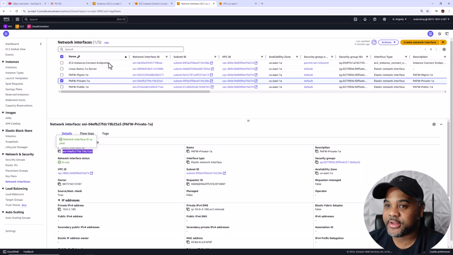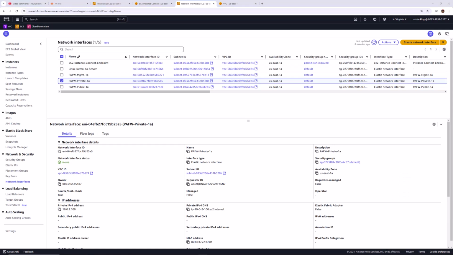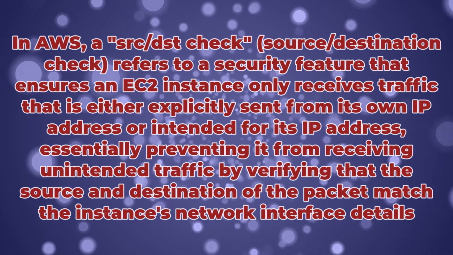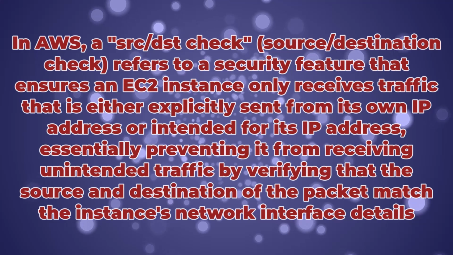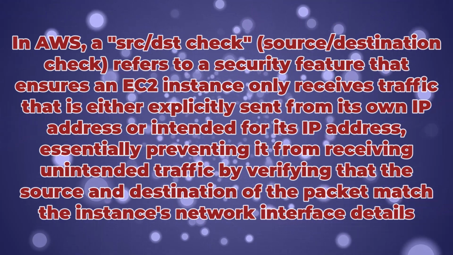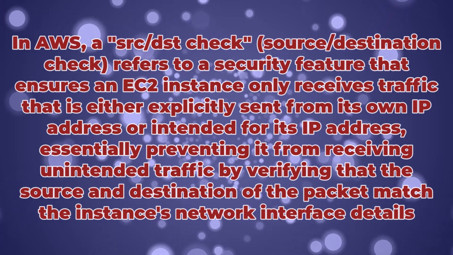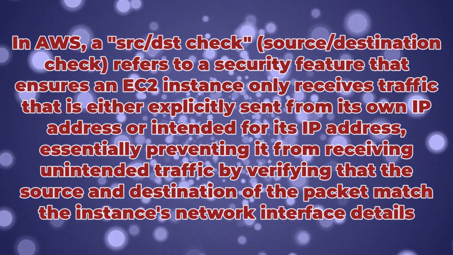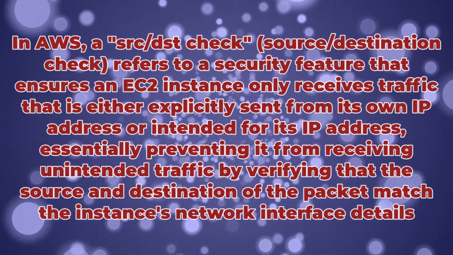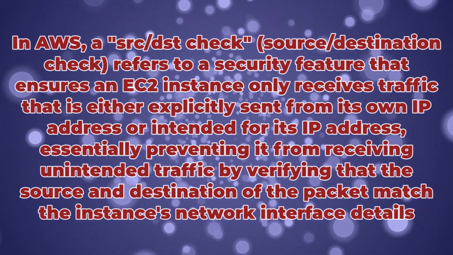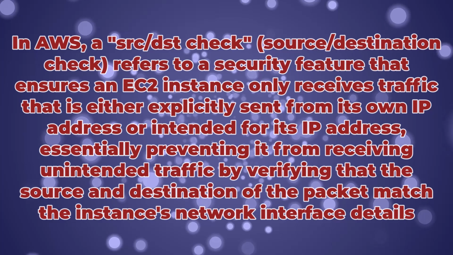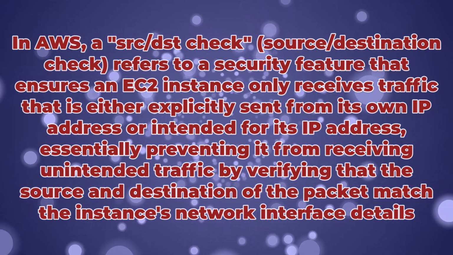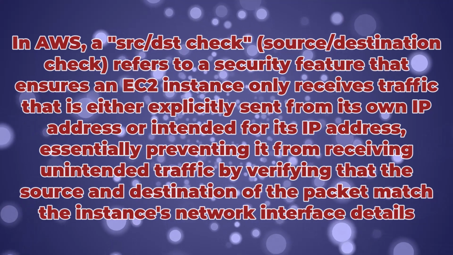So if we go back to our network interfaces, then we need to talk about a default stance that AWS has, and that's this. In AWS, there's a configuration called source destination check that by default on all interfaces is set to true or enabled. It's a feature that ensures an EC2 instance only receives traffic that's either explicitly sent from its own IP address or intended for its IP address.